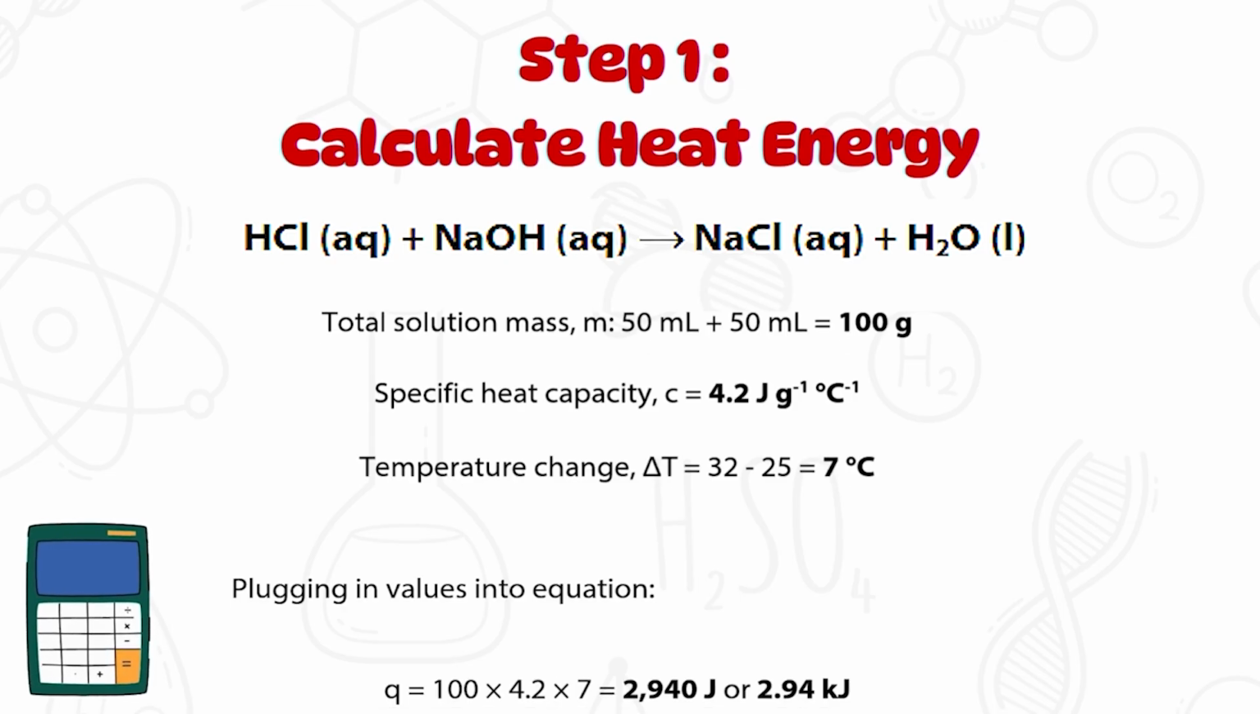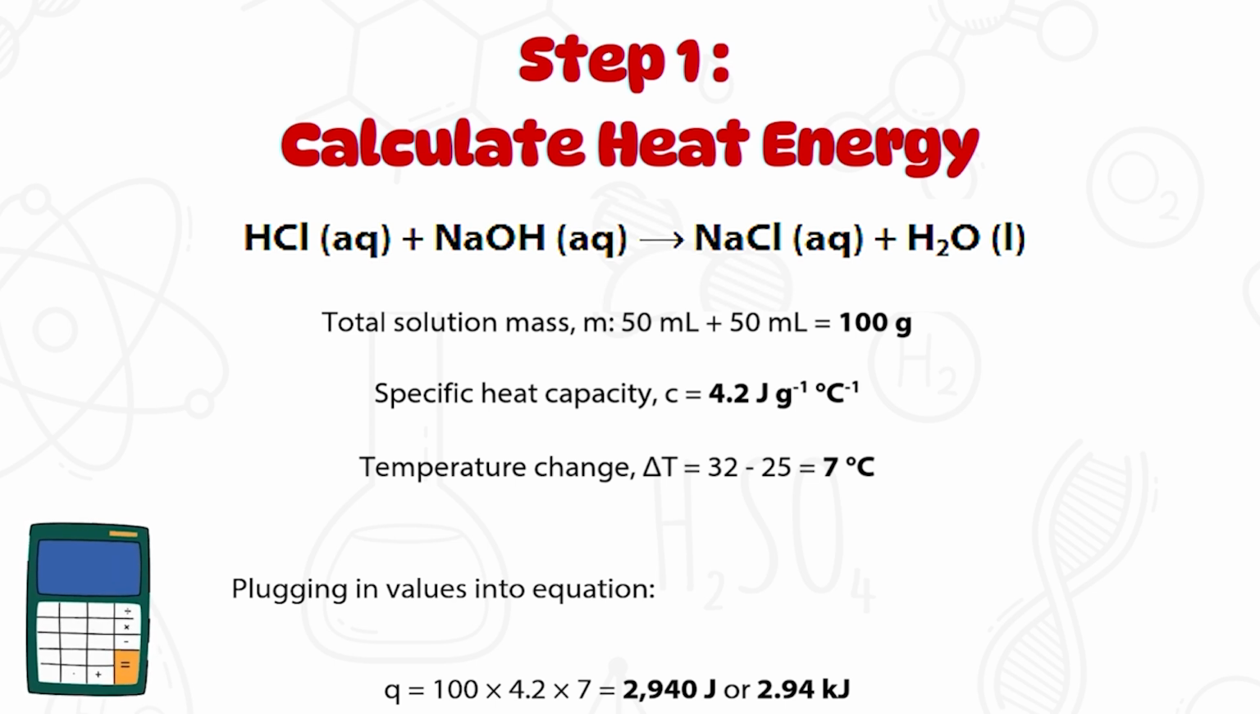So we have 3 main steps. Step 1, we calculate Q. Q is our heat energy. Firstly, I like to start off with our balanced equation. So here we have HCl + NaOH giving us NaCl + H2O. And everything is in a 1-to-1 ratio.